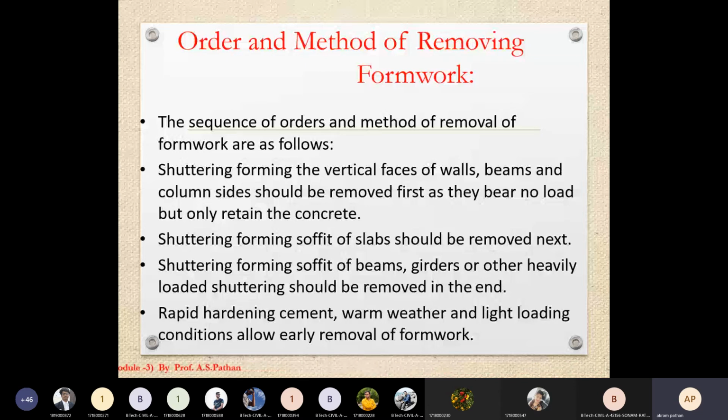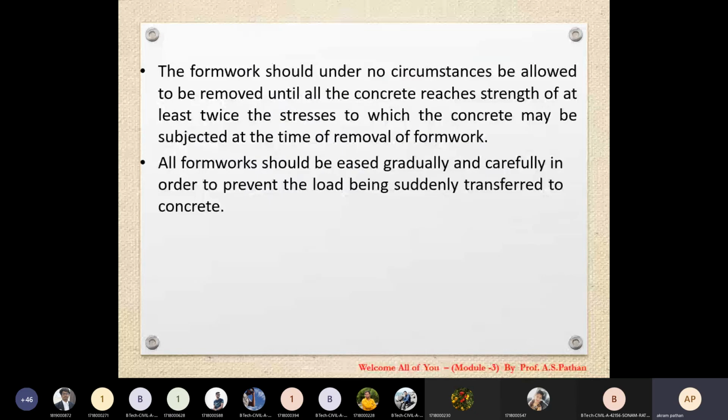Rapid hardening cement, warm weather and light loading conditions allow early removal of the formwork. So we have to use this order and sequence for removing the formwork. The formwork should under no circumstance be removed until the concrete reaches its strength. Otherwise, the stresses to which the concrete may be subjected at the time of removal of the formwork.